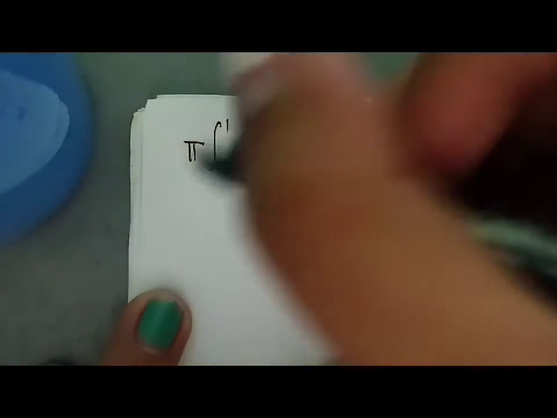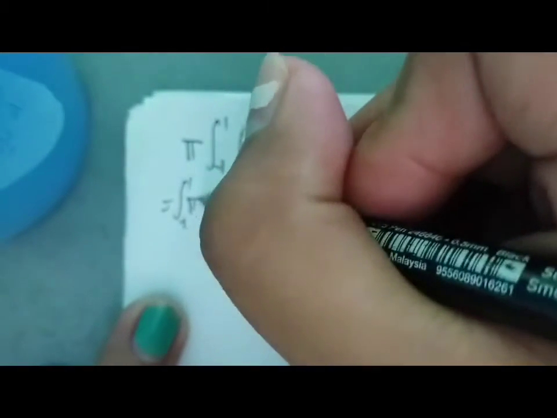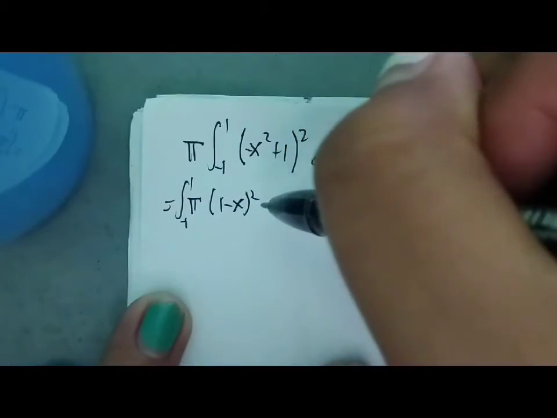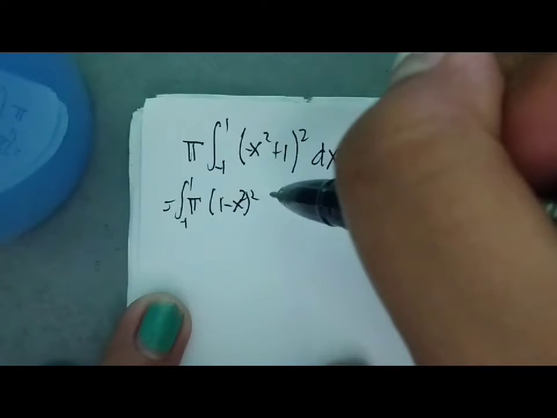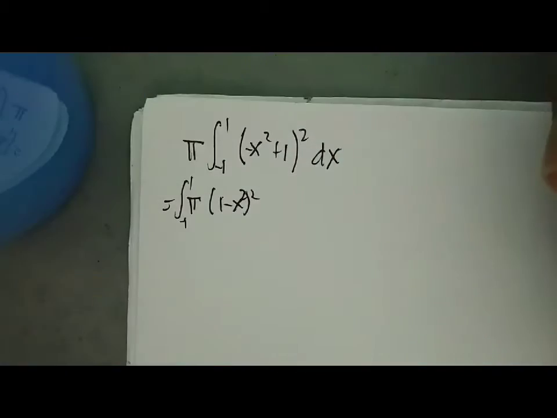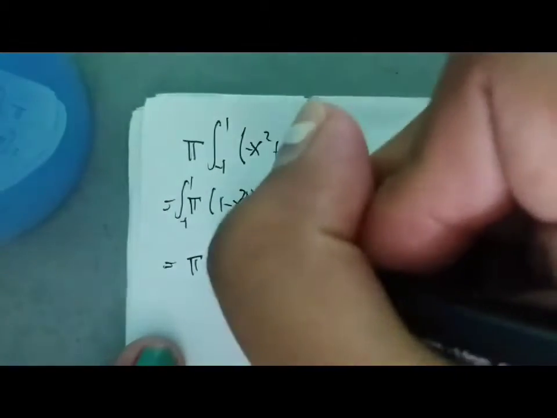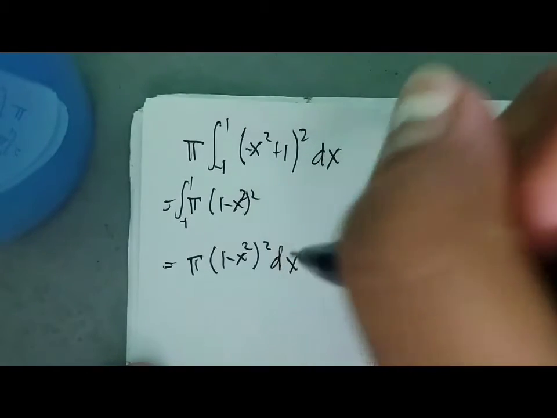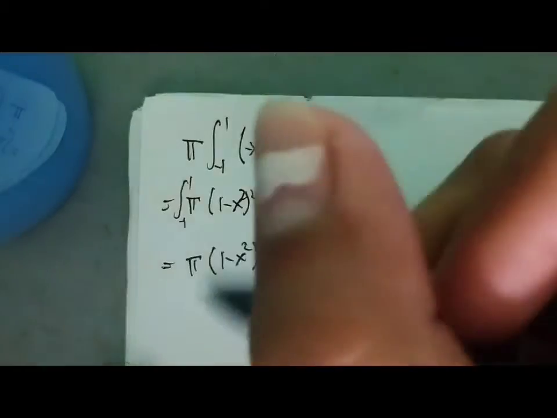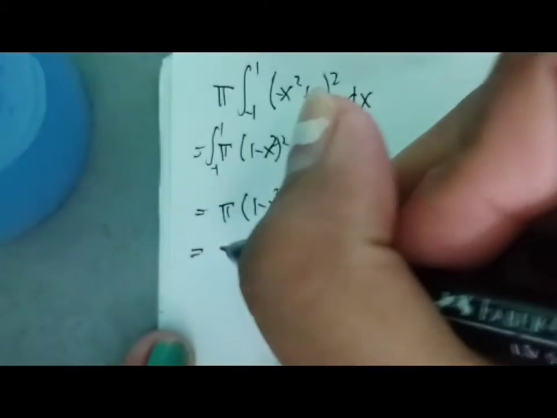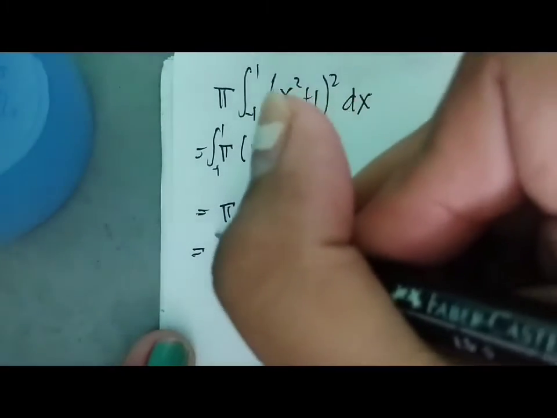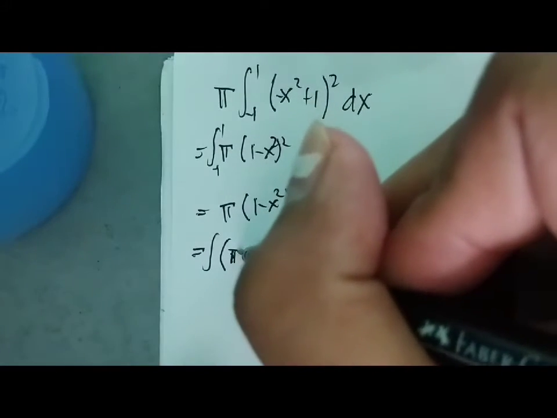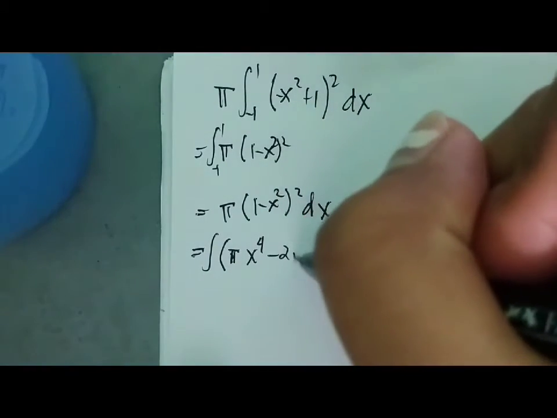So let us simplify it to integral from 1 to negative 1 of pi (1 minus x squared) squared. In computing antiderivatives, here are the steps in manual integration. So the problem is pi (1 minus x squared) squared dx. And so we will expand it to integral pi x to the fourth minus 2 pi x squared plus pi dx.